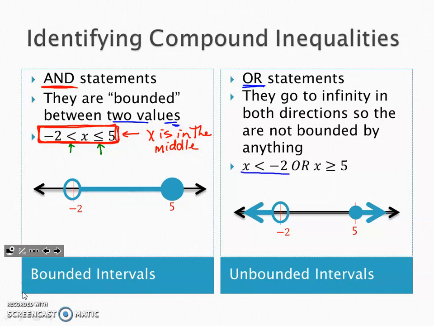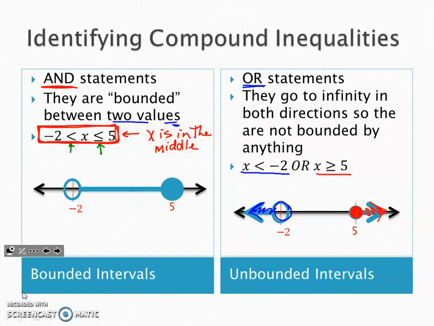I'm going to look at this first one here. X is less than -2. So less than means an open circle. And I'm going to shade to the left because that's where I go for less than -2. And then I'm going to do or. My other option I'm looking at is x is greater than or equal to 5. So greater than or equal to would be a closed circle. And it's greater than, so I need to shade off to the right. And that's how I'm going to shade unbounded intervals.